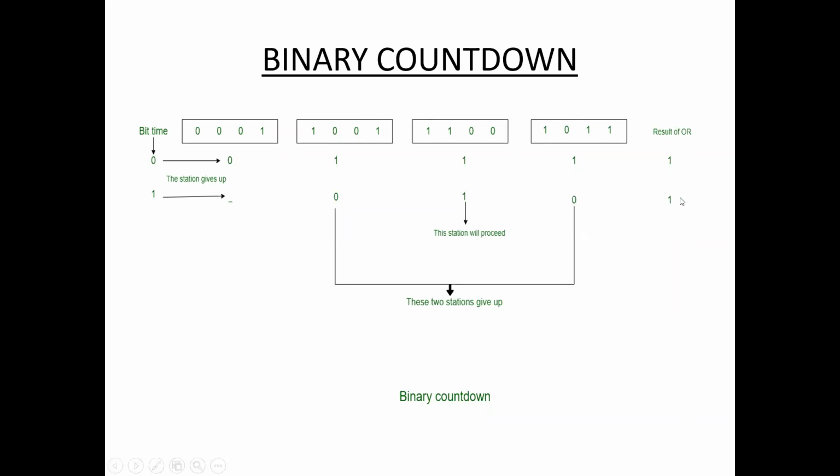See here, if the result of our operation is 0, then the stations with bit 0 will access the channel first. Here the result of our operation in both conditions is 1. So whenever the bit is 1, only that station stays in the competition, and the remaining stations are out of competition. So this is about binary countdown.